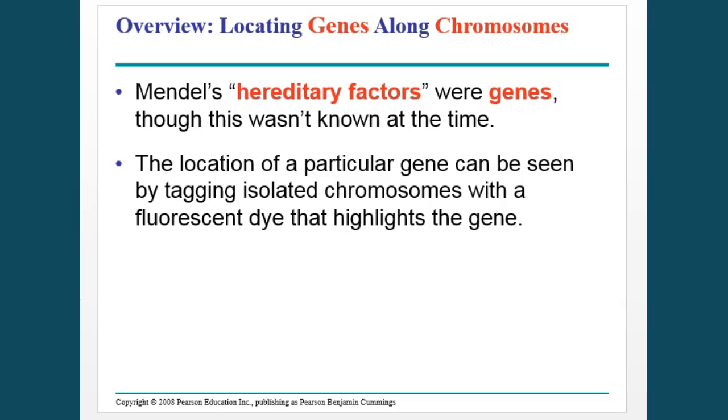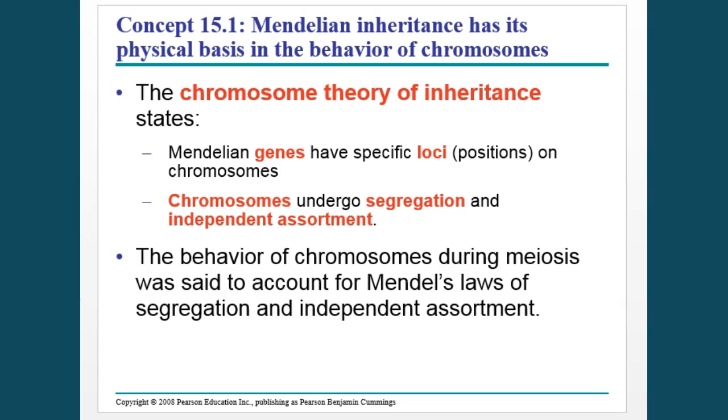Mendel's heredity factors were genes, though this wasn't known at the time. The location of a particular gene can be seen by tagging isolated chromosomes with a fluorescent dye that highlights the gene. In 15.1, we will discuss how Mendelian inheritance has its physical basis in the behavior of chromosomes.